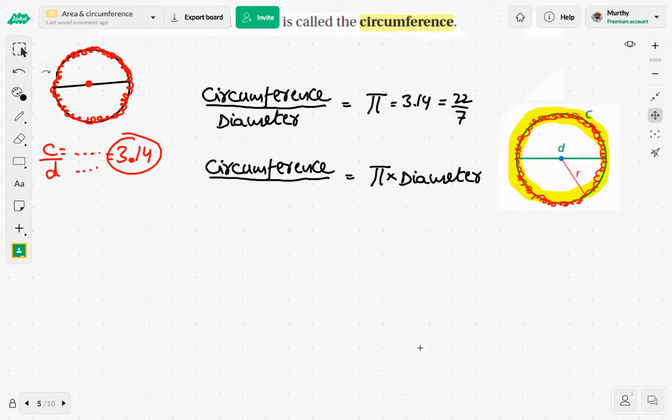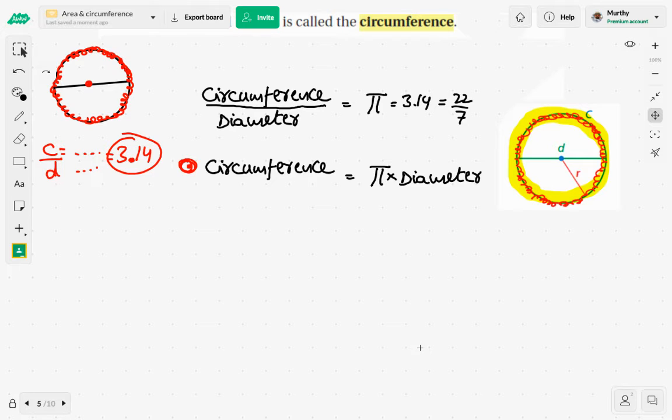If you want, you can do it algebraically. You can give it a try, and you'll realize that we have to multiply the diameter on both sides. Okay, so circumference equals pi times diameter. This is the formula, or the rule, to figure out the circumference of a circle.